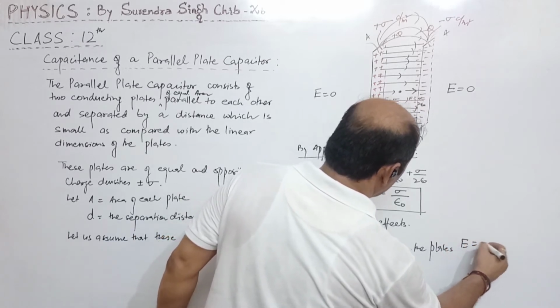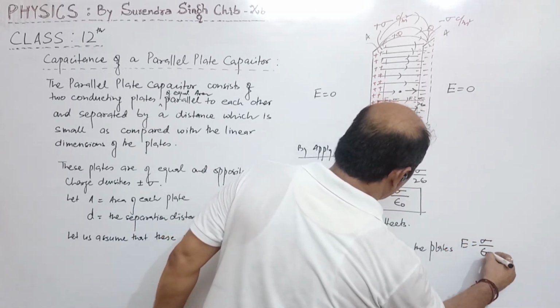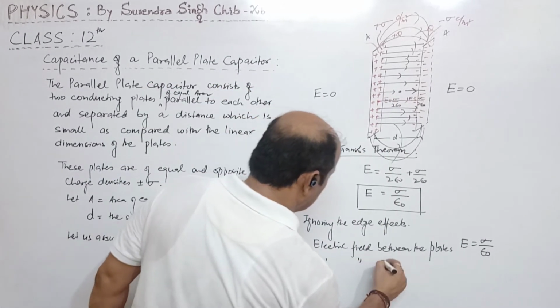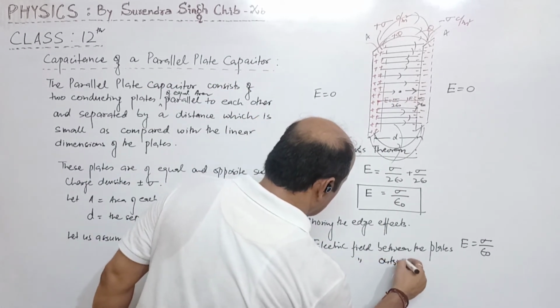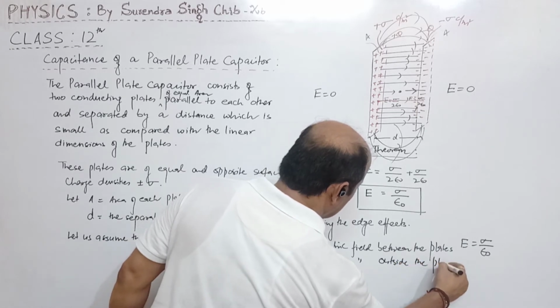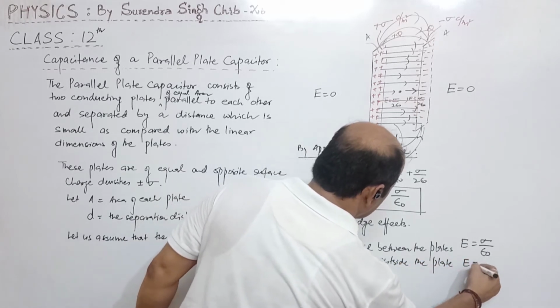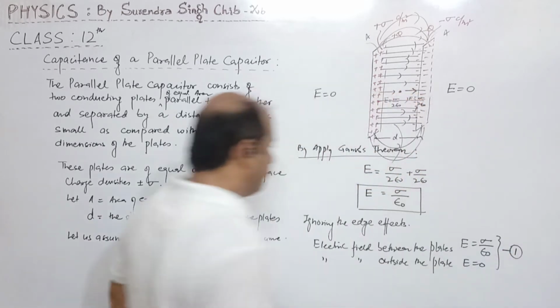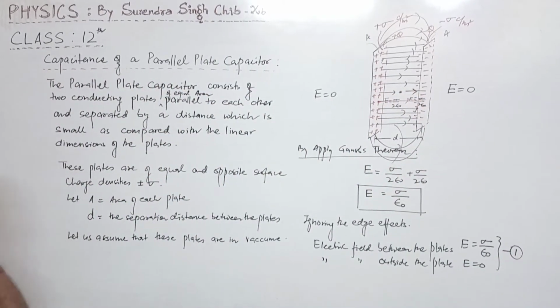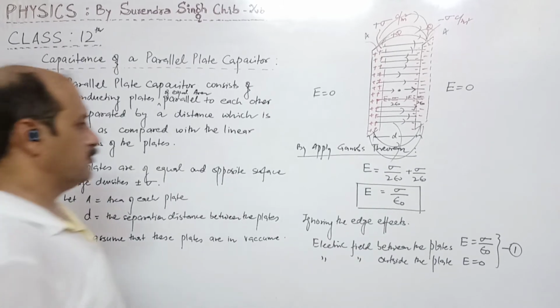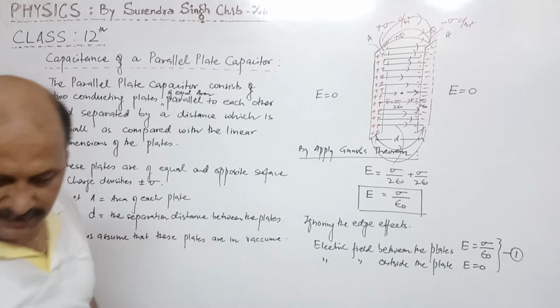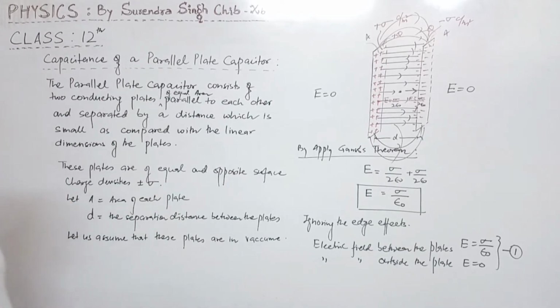E equals sigma by epsilon naught in between the plates. And what is the electric field outside the plate? It is zero. So this is equation number 1. The electric field outside the plates is zero, and between the plates it is sigma by epsilon naught. This derivation was explained by me in my previous lectures on applications of Gauss's theorem.